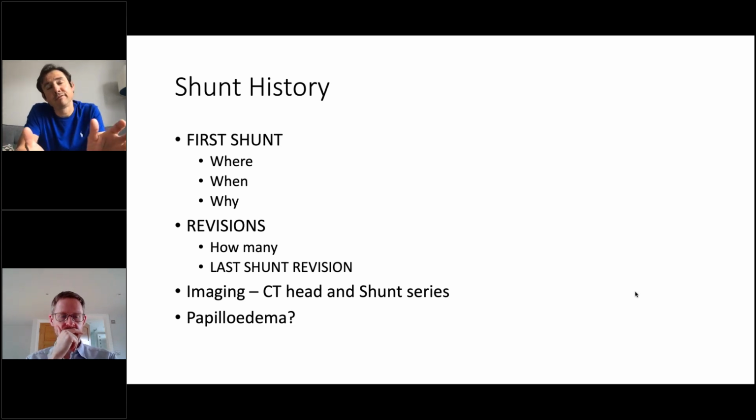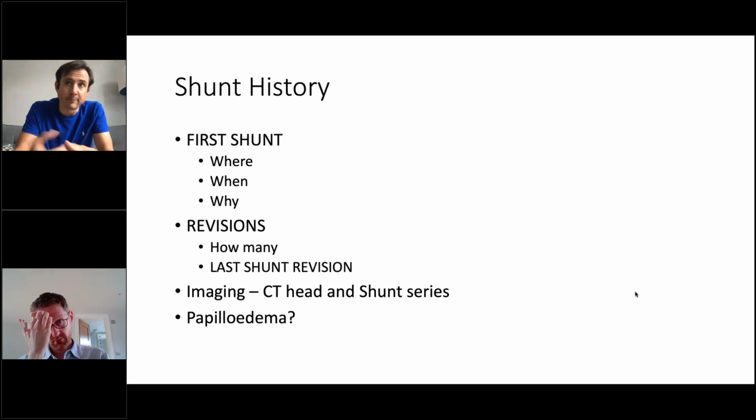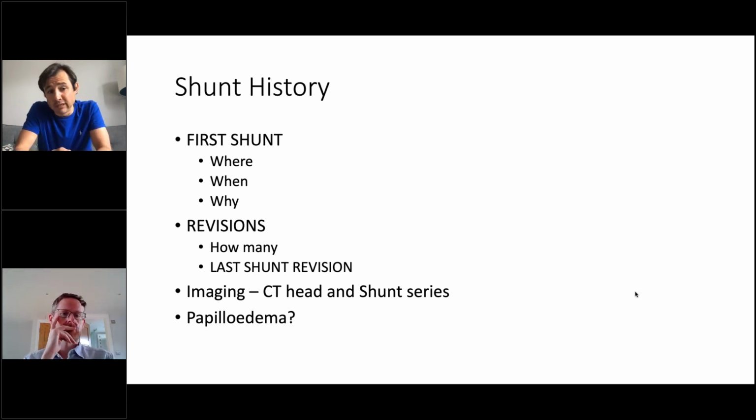It's important for lots of reasons, but also in terms of gauging the parents' anxiety around the shunt. If you've got a child who has regular shunt problems, the parents recognize the symptoms and they know this is what it is. Anyway, you get my point. Knowing how many times the shunt has been revised is really important, and the most important really is when the last shunt revision was. That's really key to know if they're still in that infective window.